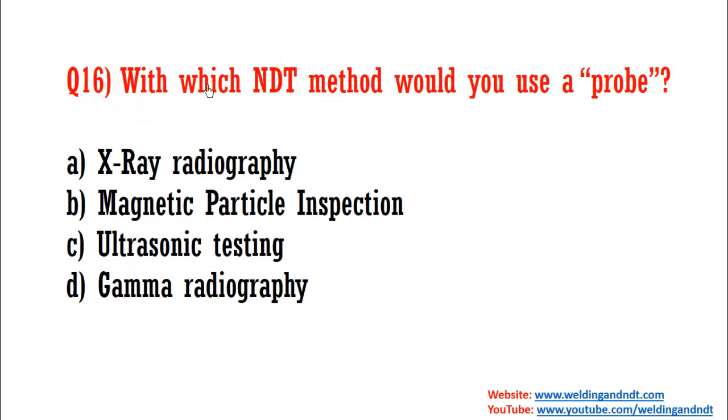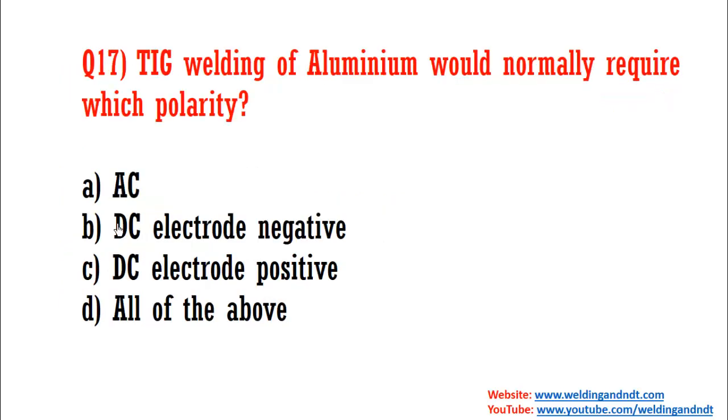Now question number 16. With which NDT method would you use a probe? So in which NDT method do you use a probe? Option A, X-ray radiography. Option B, magnetic particle inspection. Option C, ultrasonic testing. Option D, gamma radiography. So it is option C, ultrasonic testing. Now question number 17. TIG welding of aluminium would normally require which polarity? Normally in TIG welding we prefer direct current electrode negative, but if you are welding aluminium, then AC is preferred for TIG welding. So the answer will be AC.